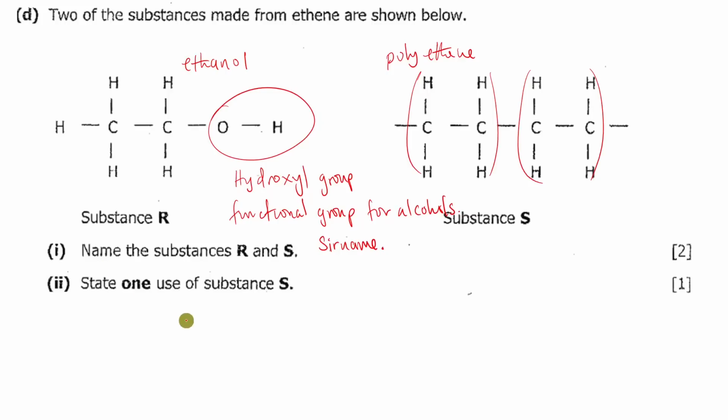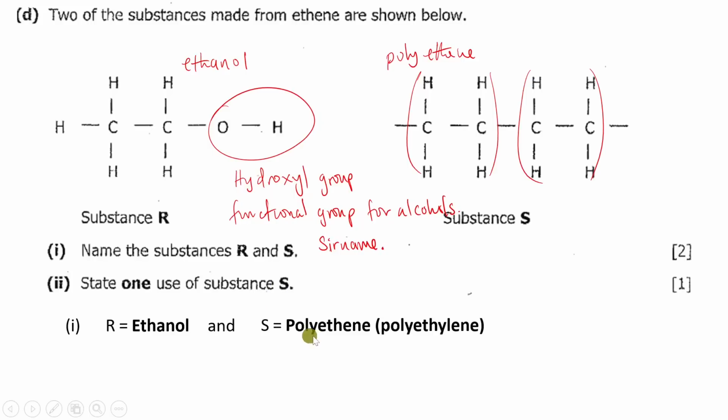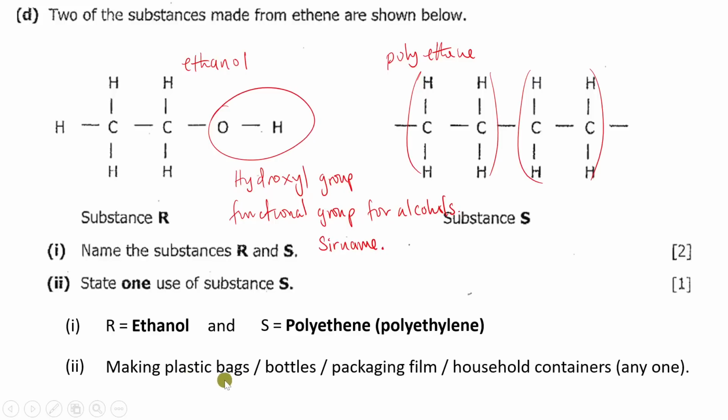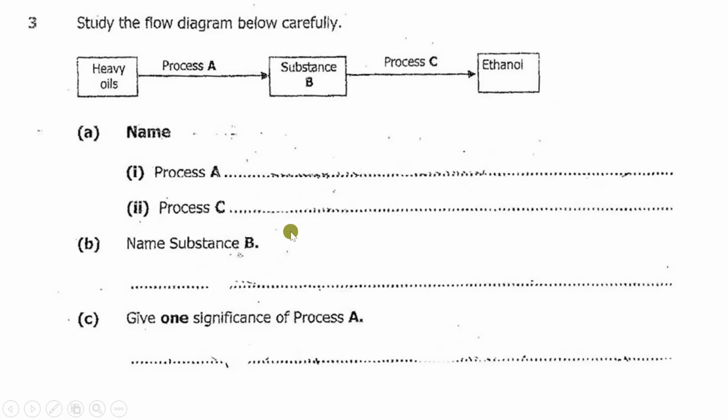So now, like they said, name R: R is ethanol, and S is polyethene, as we have already stated. Then they say state one use of substance S, polythene. Making plastics, plastic bags, bottles, packaging film, household containers. Any of these can qualify as the answer. Okay, so we go to another question which came in another year.